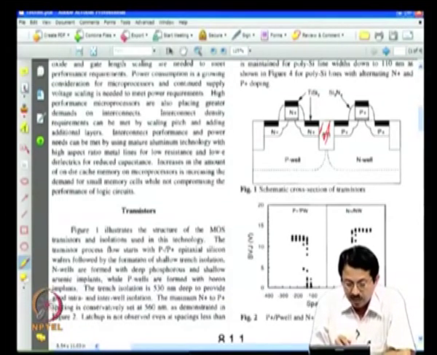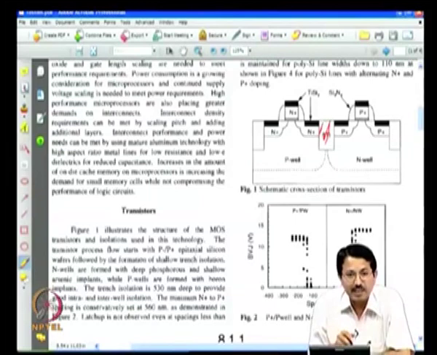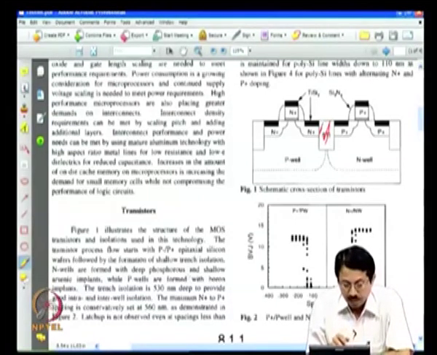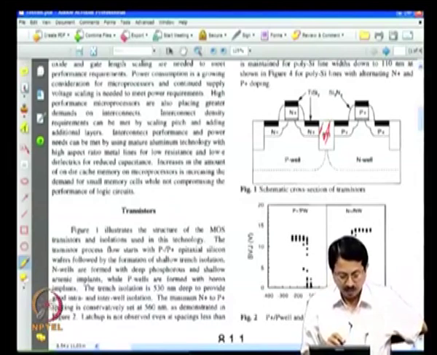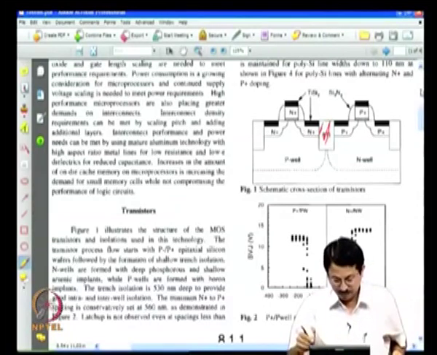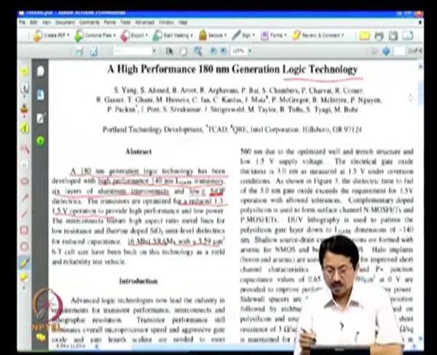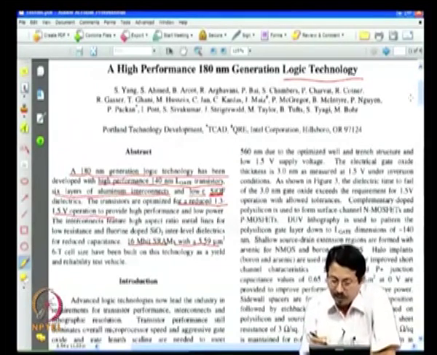N wells are formed with deep phosphorus and shallow arsenic implants. They have not used antimony and indium in this particular case yet, but nonetheless they use a phosphorus and arsenic combination for the N well, while P wells are formed with boron implants. That is how they are forming these wells.